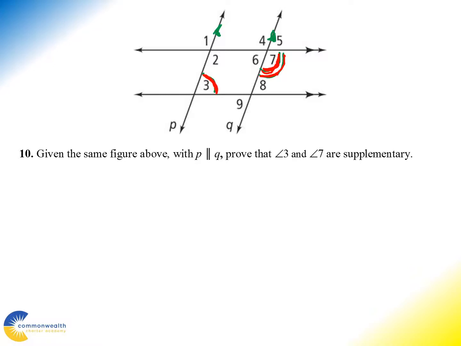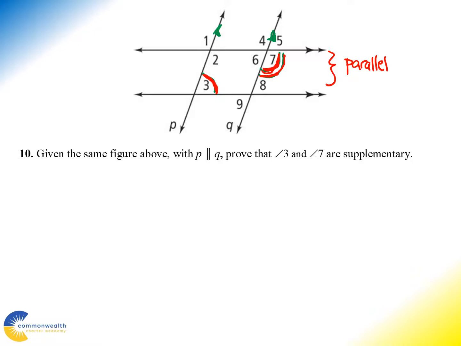Okay, P and Q. And we also know that these two are parallel as well, because that was also given by the way that the figure was drawn. So we basically have two sets of parallel lines intersecting each other here. So we want to be able to show that angle 3 and angle 7 are supplementary, or that they would total 180 degrees. There are different approaches that I can take for this.